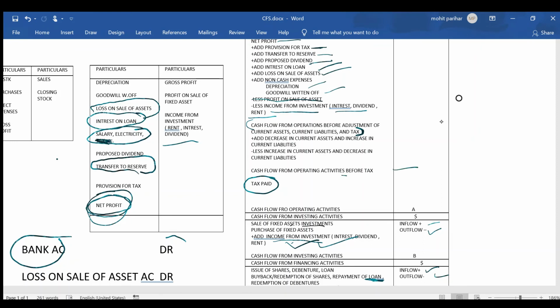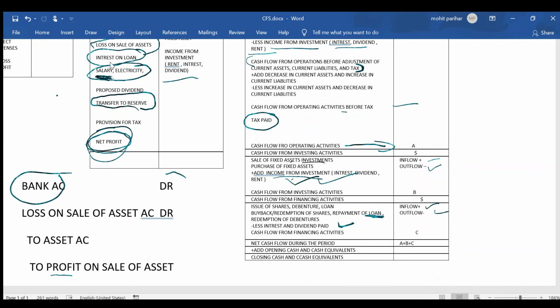Now we reduce the amount of tax which we actually paid, and then what we get is cash flow from operations. Now we can find out net cash flow by adding cash flow from operating activities, cash flow from investing activities, and cash flow from financing activities. So the total net cash flow during the period will be A plus B plus C. To this we will add opening cash and cash equivalents.